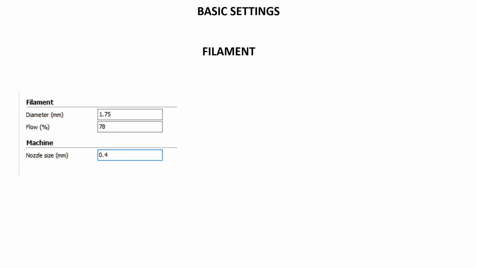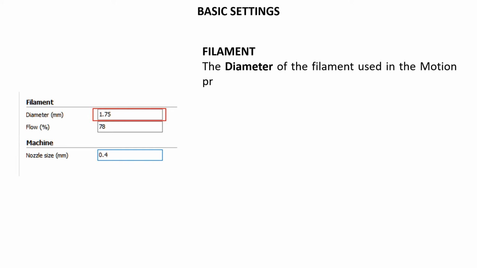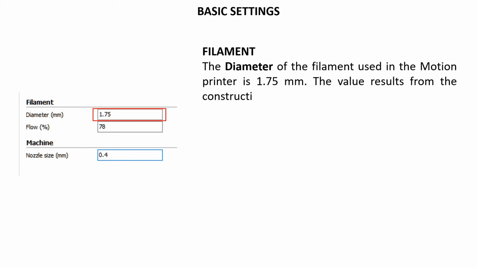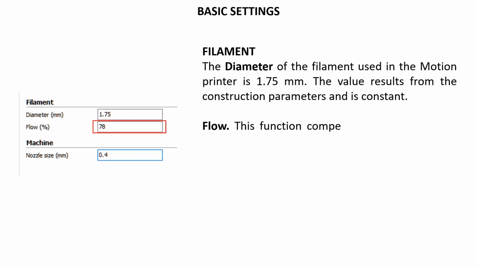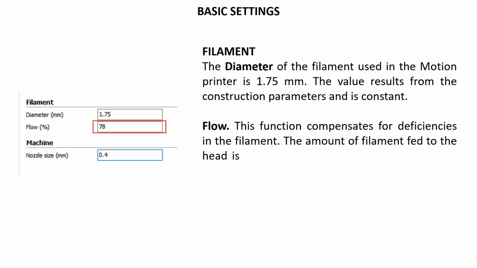Filament. The diameter of the filament used in the Motion printer is 1.75 mm. The value results from the construction parameters and is constant. Flow. This function compensates for deficiencies in the filament. The amount of filament fed to the head is increased or decreased by a predetermined value.